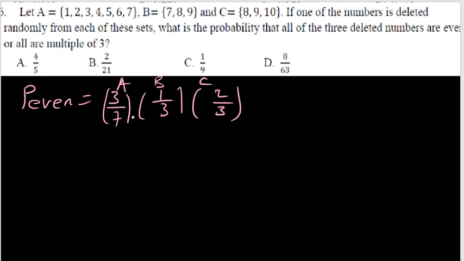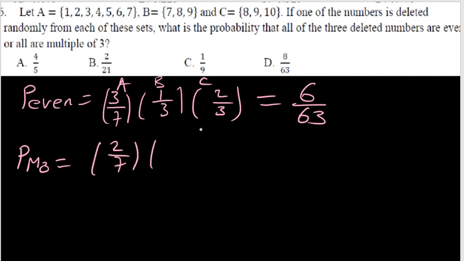What is the probability of being even for all? This will be 6 over 63, because you multiply the denominators: 7 times 3 times 3 is 9, 9 times 7 is 63. And the probability of being multiples of 3: from the first set, the multiples of 3 are 3 and 6, so we have 2 chances, 2 over 7, times the probability of being a multiple of 3 in the second one, where we have 1 chance, because only number 9 is a multiple of 3, so 1 over 3. In the last one also it's just 1 over 3, so this is going to be 2 over 63.